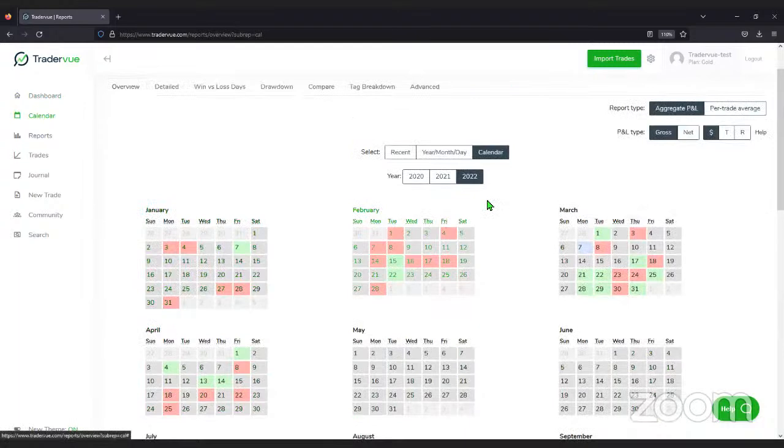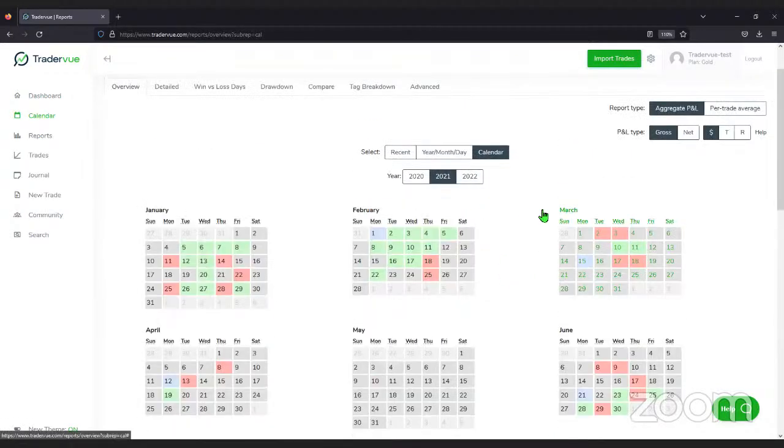As you can see, each month has either gray boxes, green boxes, or red boxes. The red box is basically losing days, or days in which you realized a negative P&L. The green ones are the ones in which you realized a positive P&L. And of course, the gray one is where you did nothing or did not realize any P&L. That does not mean that you do not have any trade open.